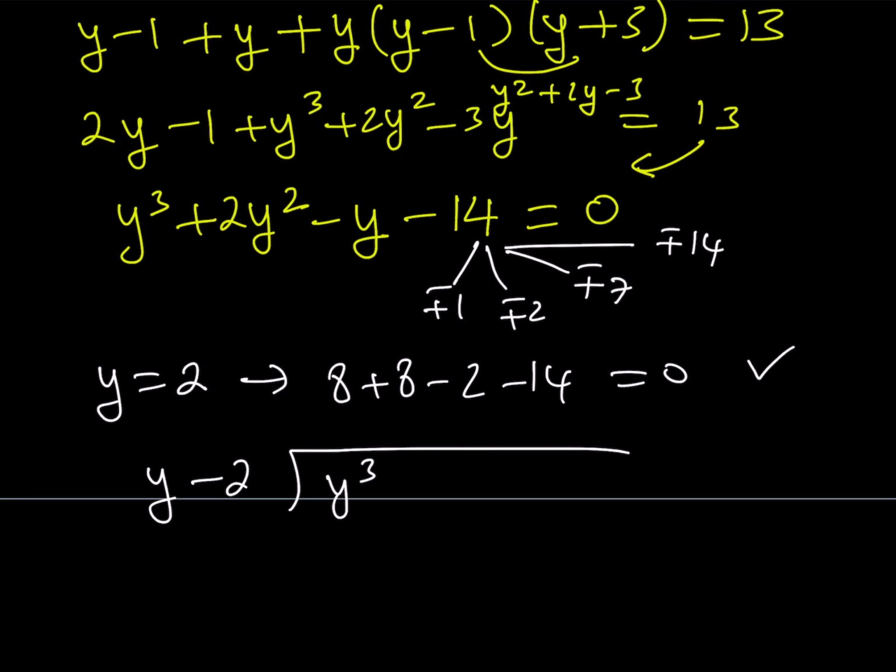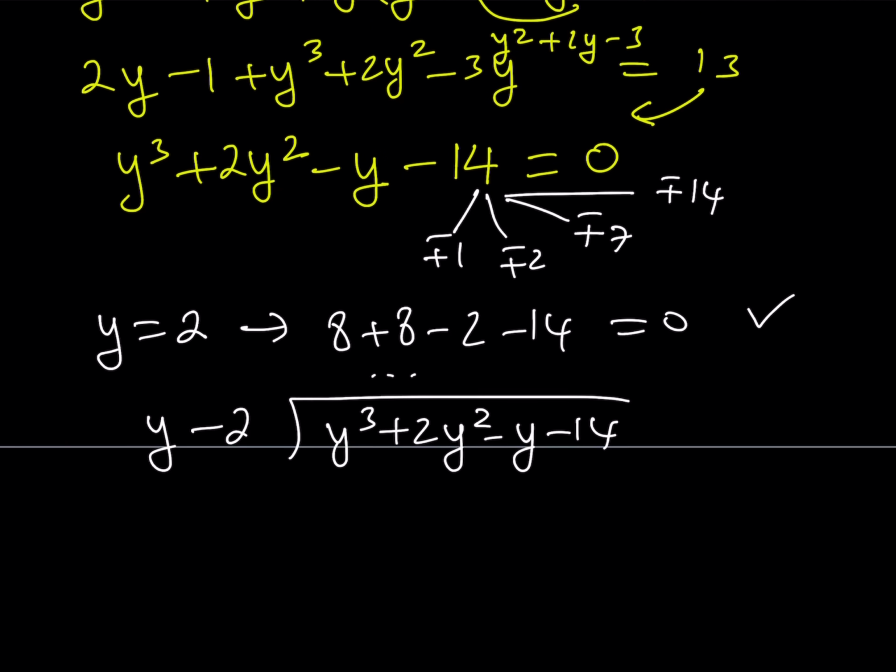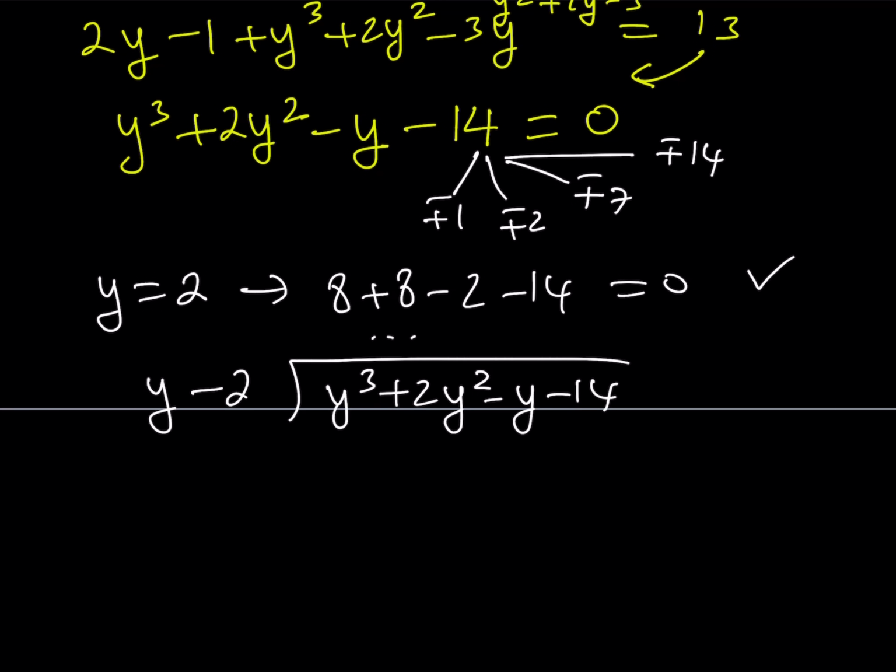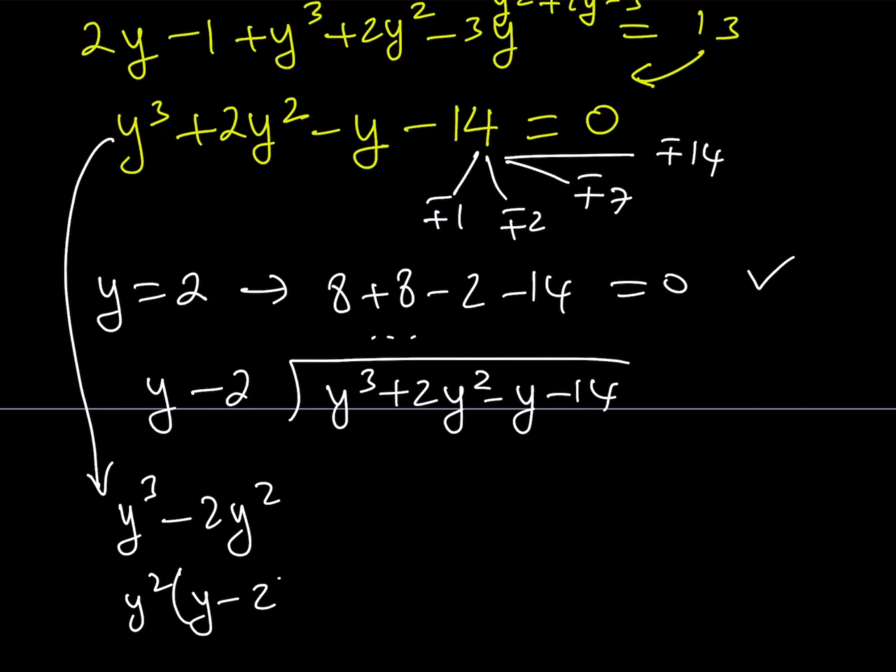So you can just divide by long division and find the other quadratic polynomial. Or you can use the trick that we've been using in other videos. That trick involves taking this cubic expression and arranging the terms so that they're always divisible in pairs by y minus 2. So we can do the following: y cubed minus 2y squared. Notice that this is divisible by y minus 2 because I can take out a y squared, and then I'll be getting y minus 2.